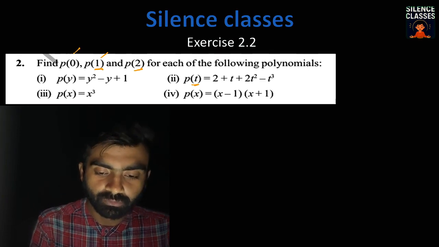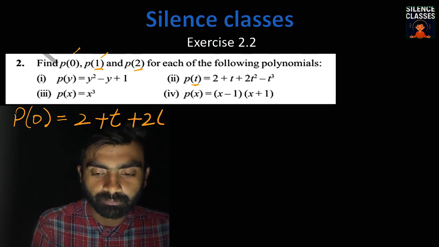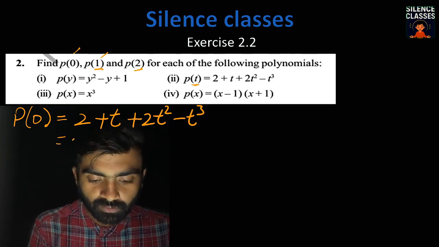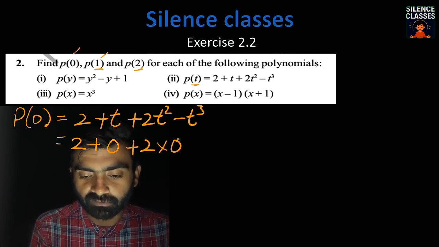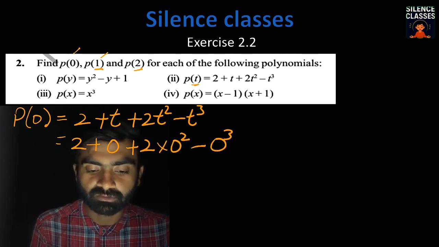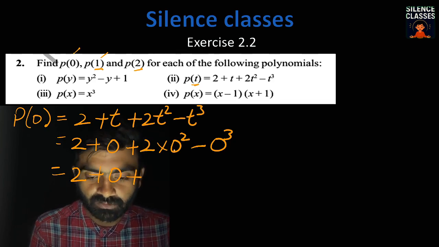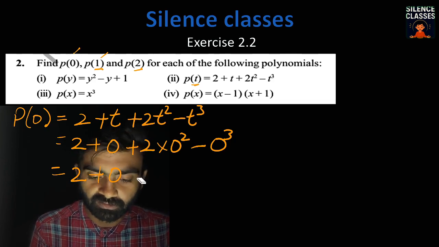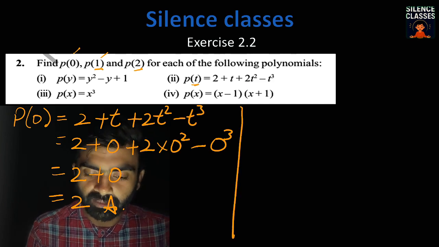In the same way, we have to put p in place of t. We will put 0 first of all: 2 plus t plus 2t square minus t cube. Now 2 plus 0 plus 2 multiplied by 0 to the power 2 minus 0 to the power 3. 2 plus 0 plus 0 square means 0, and 0 2s are 0, and 0 3s are 0 as it is. So the answer will become 2.